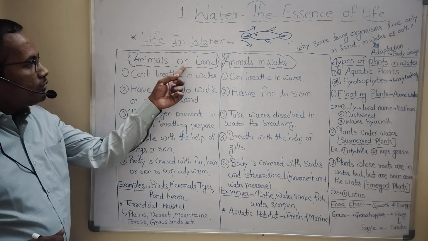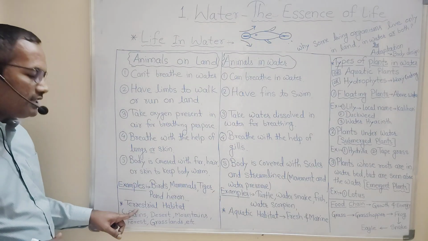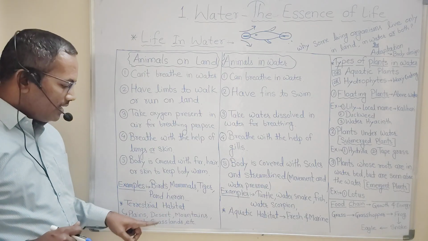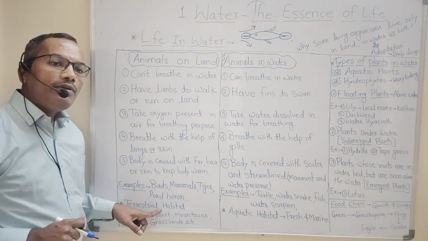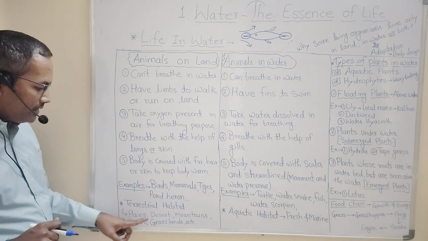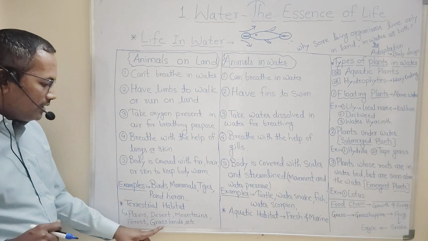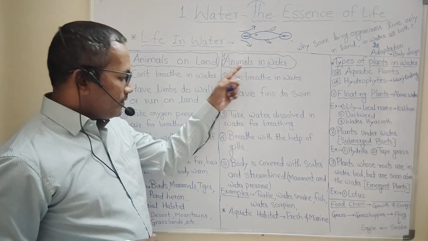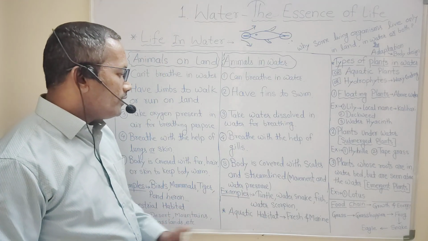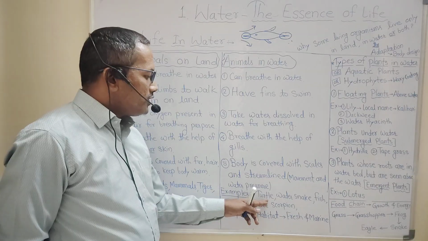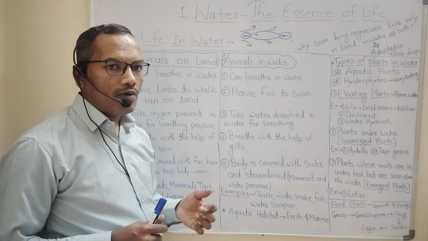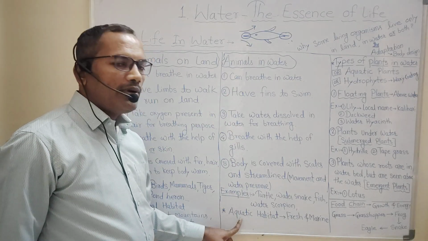So whatever animals live on land, they are called terrestrial animals. And such terrestrial animals live in terrestrial habitat. Habitat is the place where living organisms live naturally. Examples of terrestrial habitats are plains, deserts, mountains, forests, and grasslands. Similarly, the examples of animals in water are turtle, water snake, fish, water scorpion. Such animals are specifically adapted to water for living purpose, and such animals are also called aquatic animals.